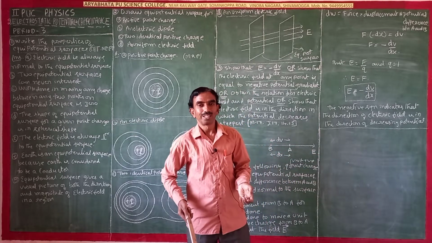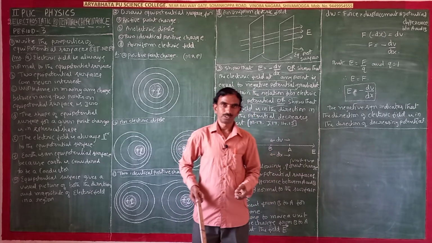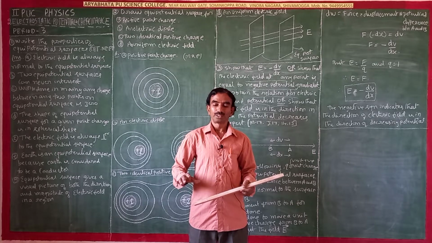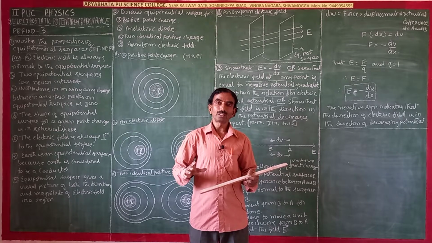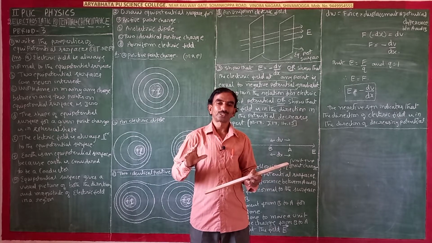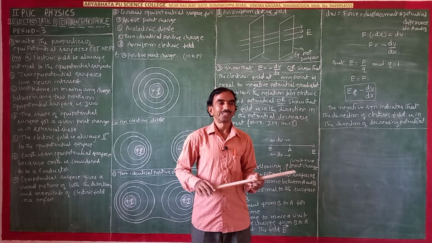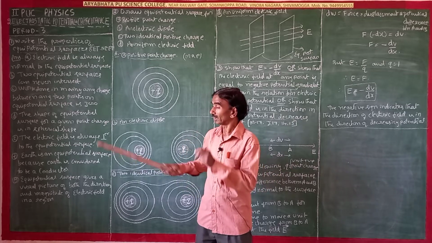Take the Earth. The Earth is an equipotential surface because our Earth is considered to be a conductor, and on the Earth the positive and negative charges are such that the potential is equally distributed on the surface. So, that is an example of an equipotential surface.